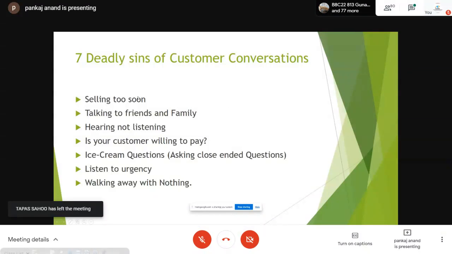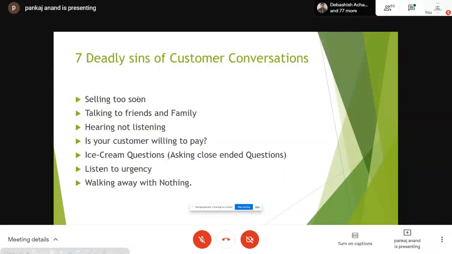Then listen to the urgency. You need to listen to whether people are in need of this product urgently or not. If people are in need of a product urgently, they will be much more willing to pay to solve this problem. And the ultimate goal of a startup is to earn money or generate revenue. So if people are willing to pay, yes, that is good for you.